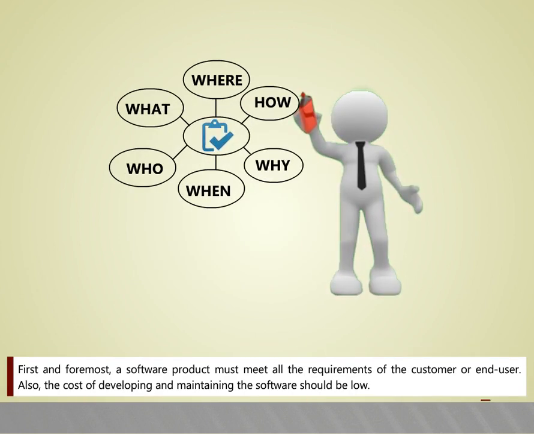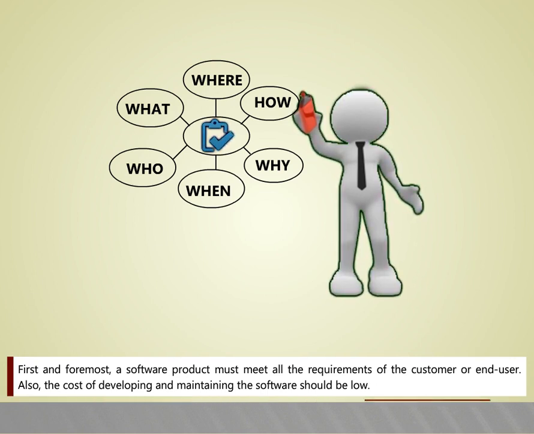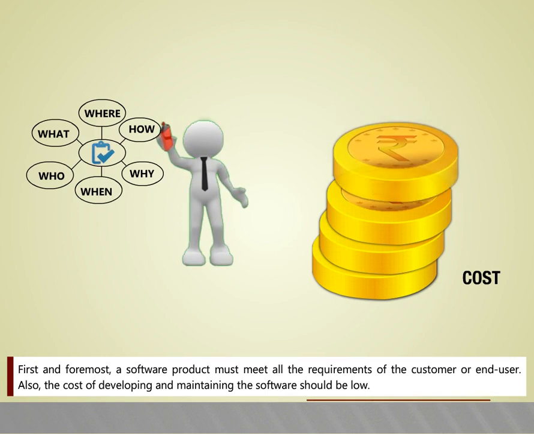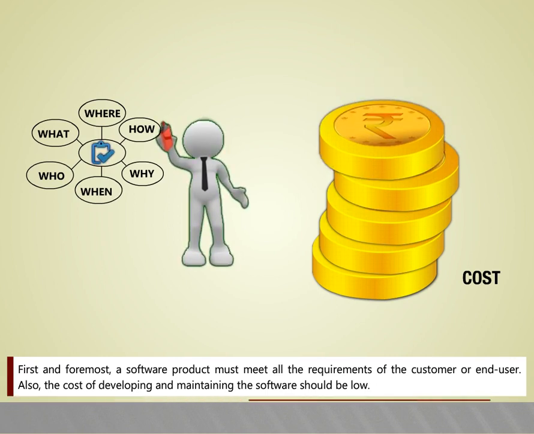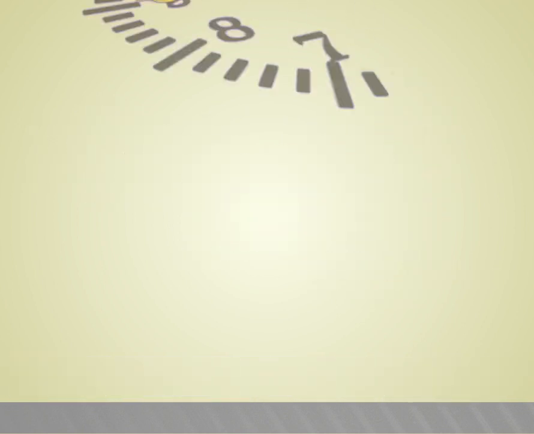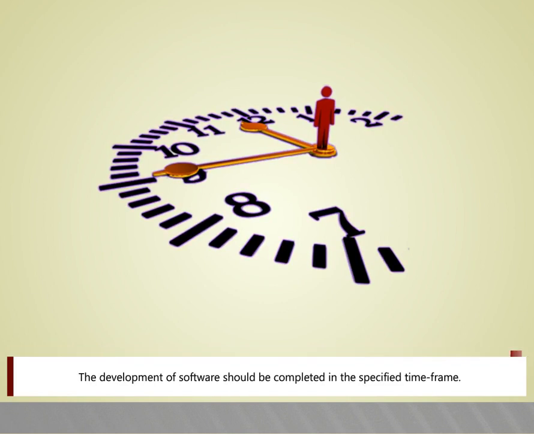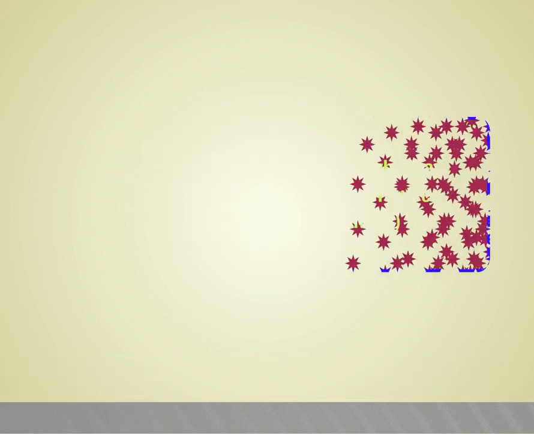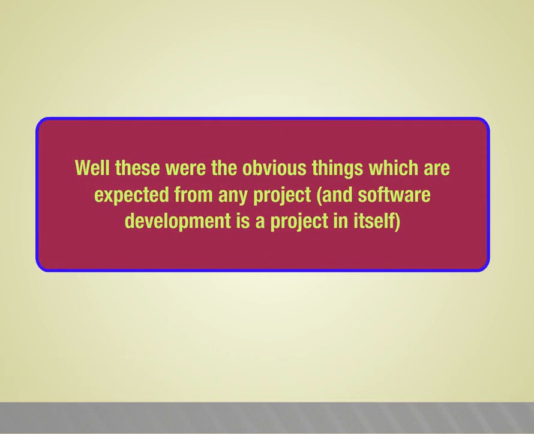First and foremost, a software product must meet all the requirements of the customer or end user. Also, the cost of developing and maintaining the software should be low. The development of software should be completed in the specified time frame. Well, these were the obvious things which are expected from any project, and software development is a project in itself.